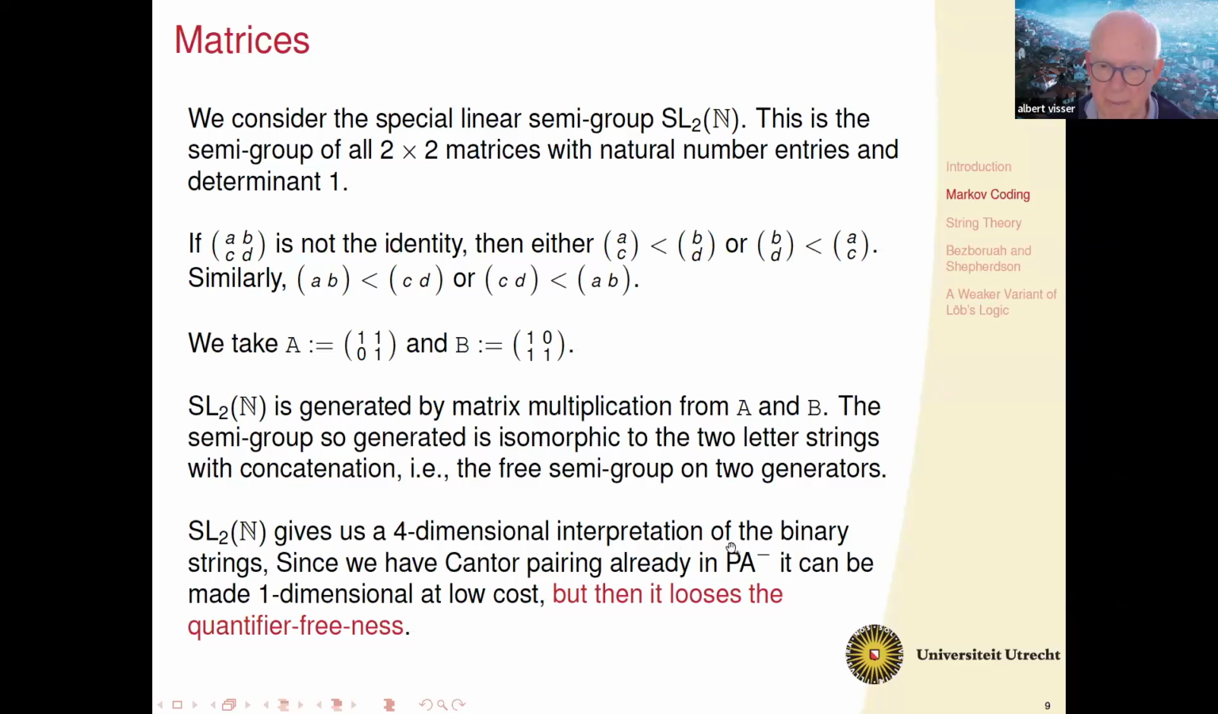So it gives us a four-dimensional interpretation, and it can be made since we have a version of Cantor pairing in PA minus. Well, not precisely the usual Cantor pairing in PA minus. You can make it one-dimensional at low cost, but this cost is still a little bit significant. So we'll return to that later.